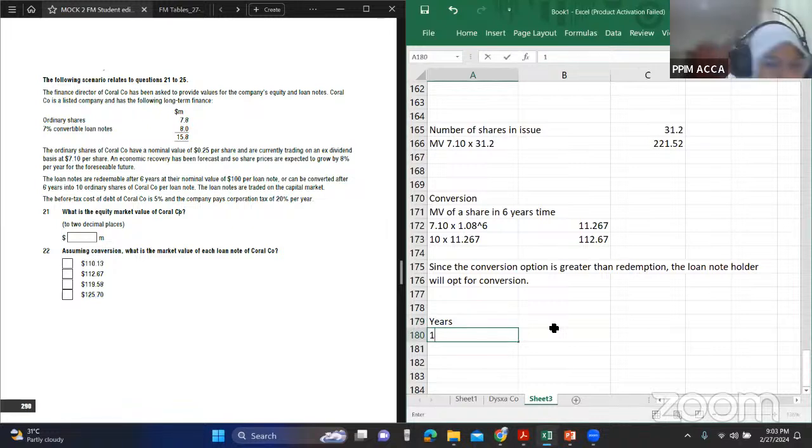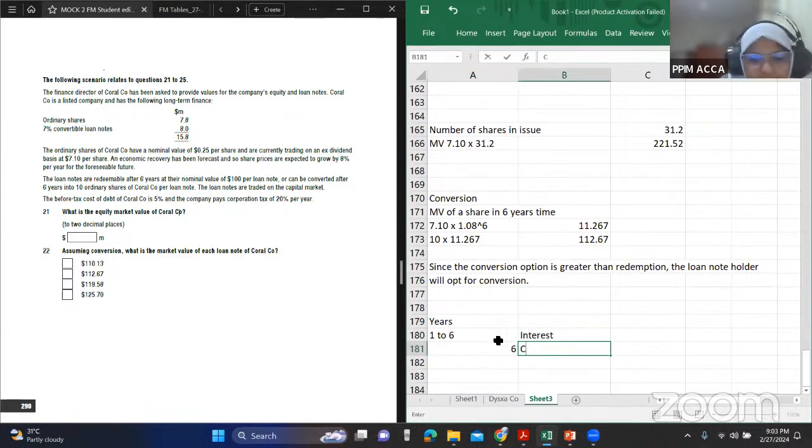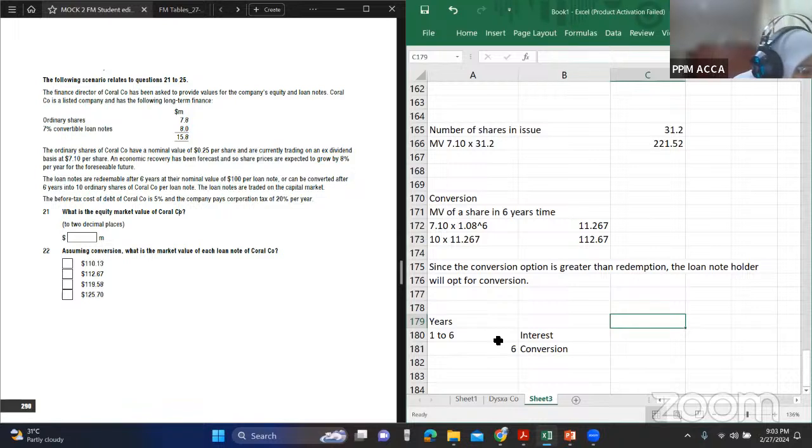So years means year 1 to year 6. Year 1 to 6, you will have the interest. And in year 6, you will have the conversion. Then we will have to consider the discount factor.